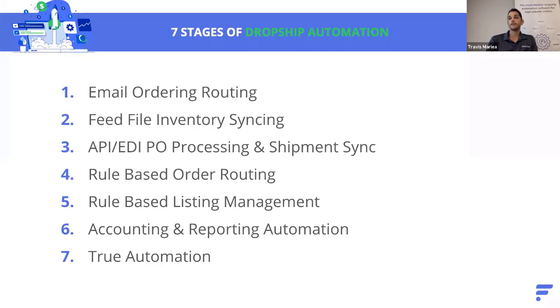The next one is feed file inventory syncing. So this is accepting a file, like an Excel file or a CSV file, from your supplier, and starting to sync that with your website so you can have up-to-date quantities. So you're not selling something that is out of stock, or no longer available from that supplier in general, whatever it might be, but you're starting to sync that. In some cases you might be syncing the cost, right? If the cost changes consistently from your supplier, each supplier might be different on that.